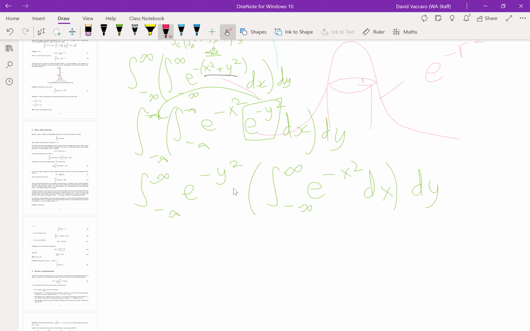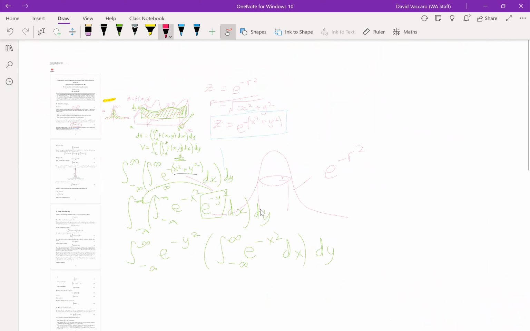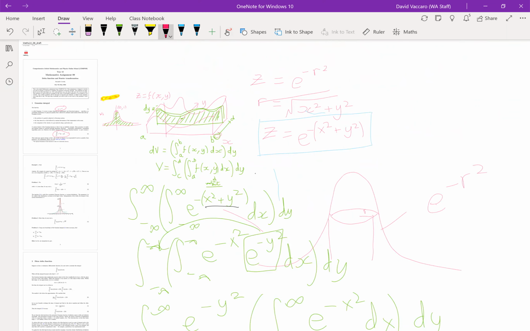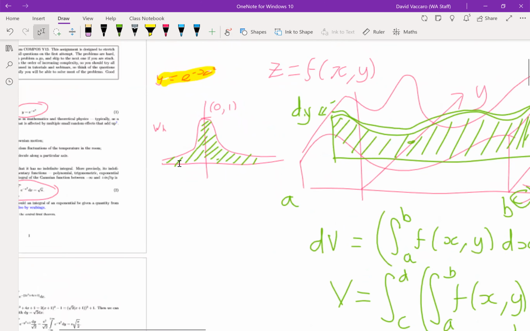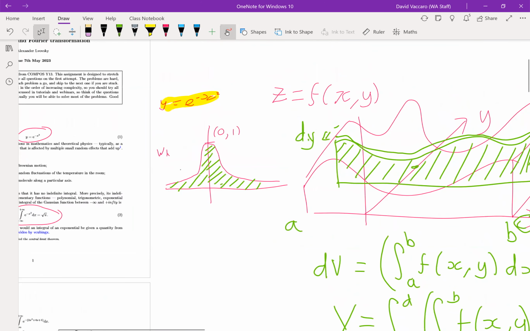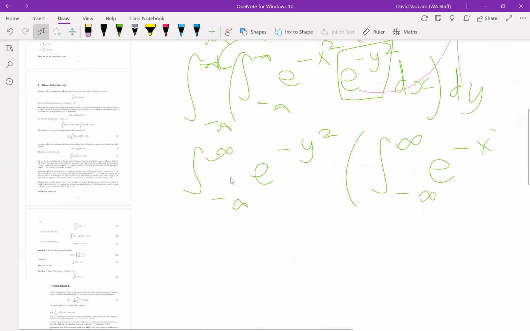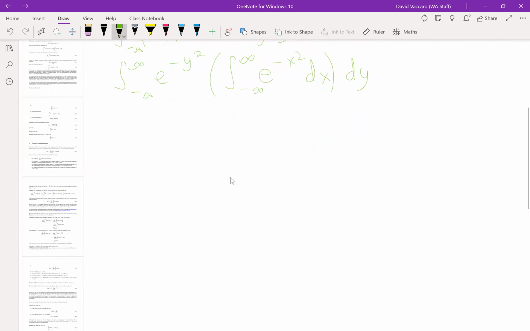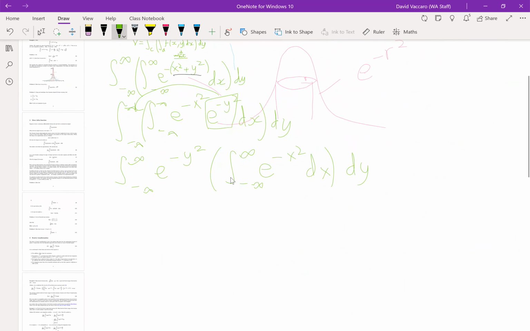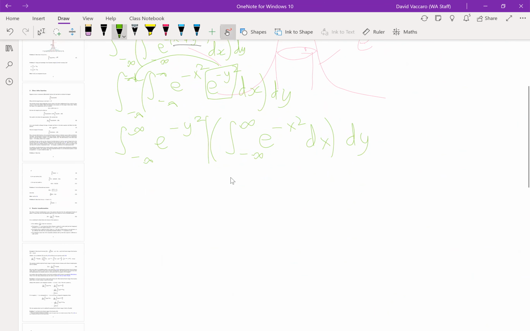Now, I told you earlier that this area under this Gaussian integral, this green area, the integral from negative infinity to infinity of e to the negative x squared, you can't do by classical means. So I'm just going to call this green area I. This integral here is the area under my Gaussian curve, so this is just I. I can take that outside as a constant.